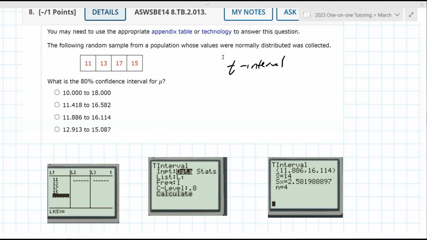I'm trying to say it's a T because it's a small sample size. It doesn't explicitly say that. I mean, we've done other problems that are pretty similar to the way you enter everything in too.